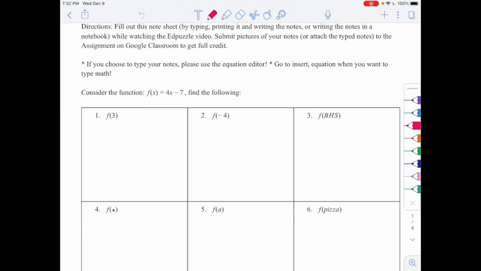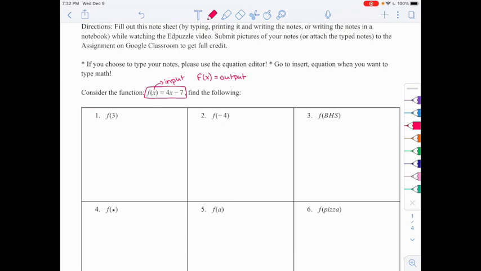So in number 1, I have my function here, right? They give me my function f of x equals 4x minus 7. Remember, the x value is the input, and then f of whatever x is the output. A function is just an equation, typically in 2 variables.